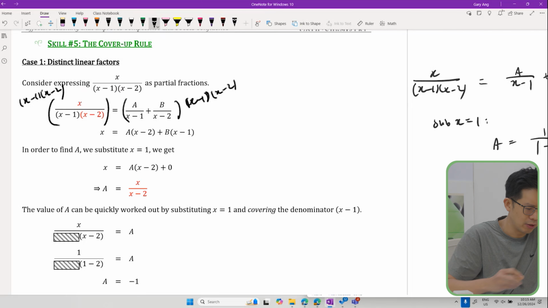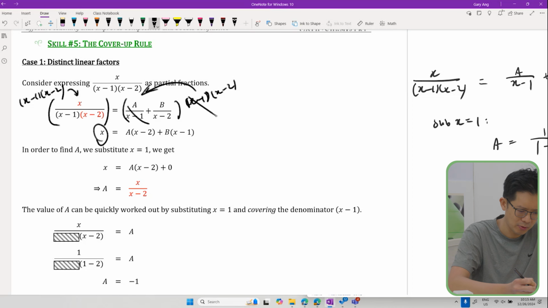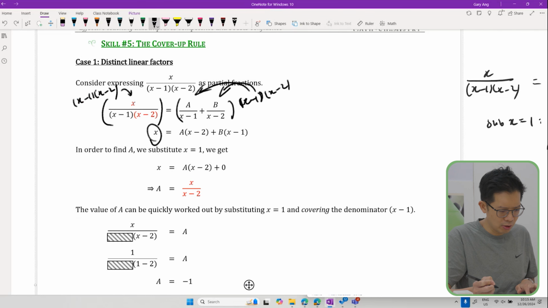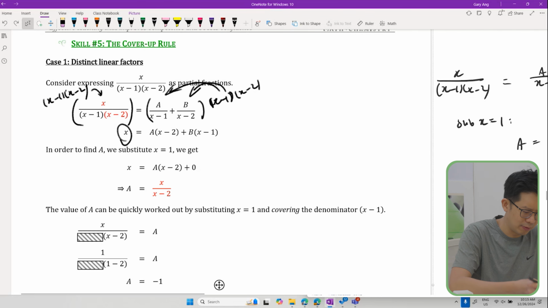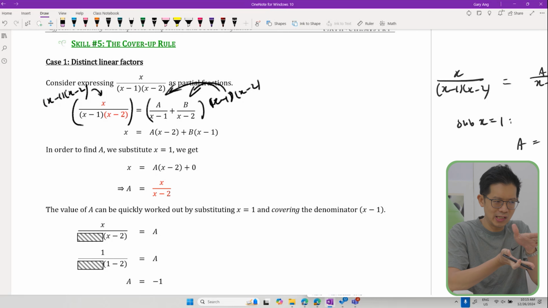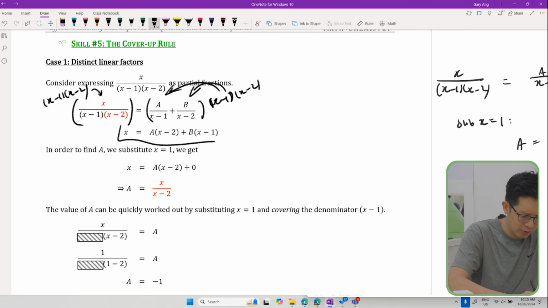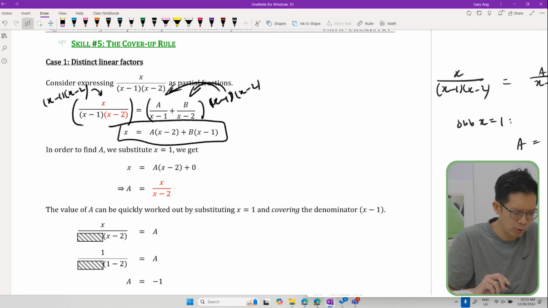When you multiply this to the left, you are obviously going to be left with just x. If you multiply this whole thing to this fraction, of course this x minus 1 cancels away, and you'll be left with A times x minus 2, which is this thing over here. And if you multiply this product into this, the x minus 2 and x minus 2 will cancel away, and you'll be left with B times x minus 1. All in all, the whole idea of multiplying throughout is to flatten the equation into a single layer, so instead of dealing with fractions, now we're dealing with an algebraic equation like this.